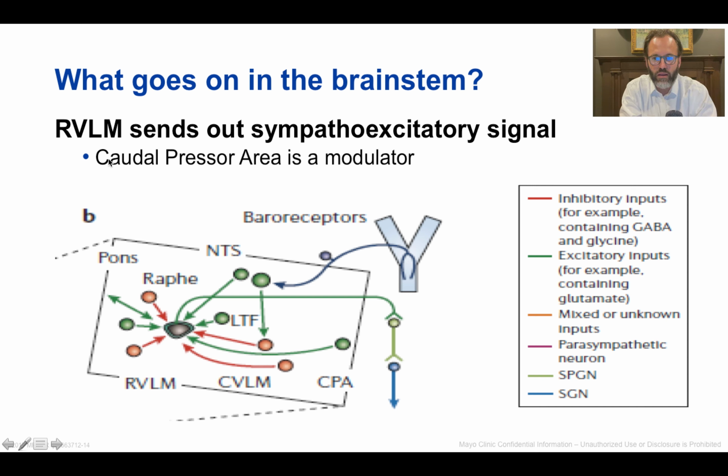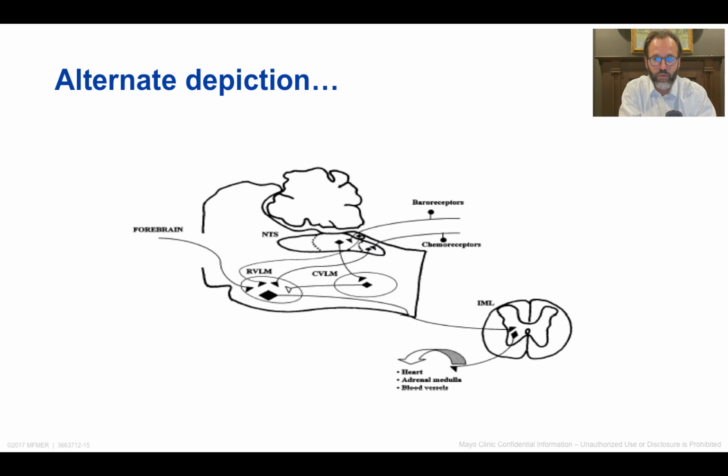And similarly, the caudal pressor area is also a modulator. So we have not just a singular reflex loop sending out either an increase or decrease in pressure. We've got inputs from a variety of centers within the brainstem and a variety of sensors throughout the body, trying to inform the RVLM what is the optimal amount or optimal change in sympathetic outflow or parasympathetic outflow that's ultimately going to be appropriate and return blood pressure back to a normal homeostatic level.